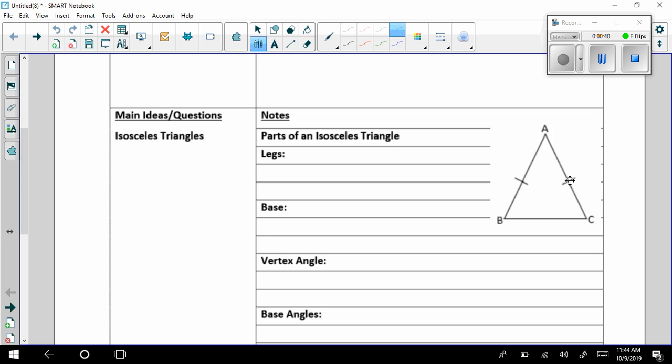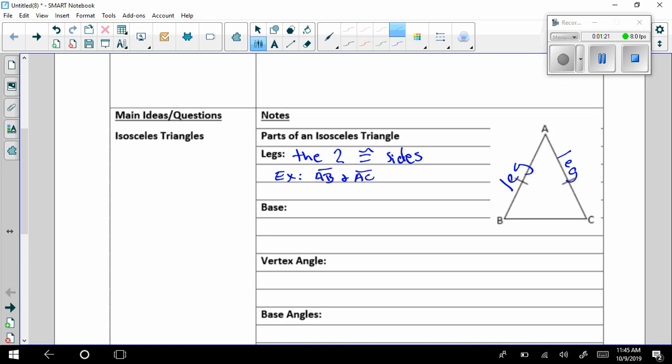All right, so this is an isosceles triangle. An isosceles triangle has two parts in terms of the legs and then two parts in terms of its angles. So the legs are the two congruent sides. So this is a leg, and this is a leg. No matter how you rotate it, if you have two congruent sides, then it's isosceles, and those two sides are the legs. So AB is congruent to AC. So those are the legs.